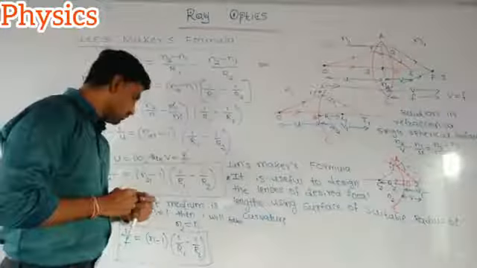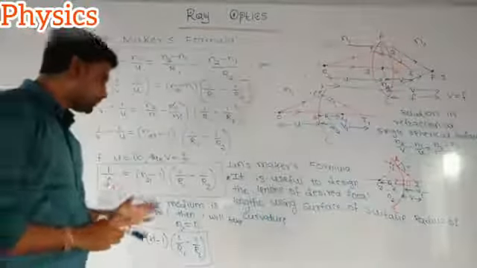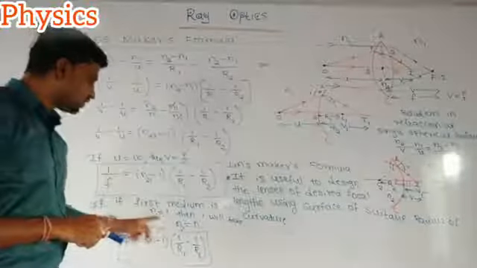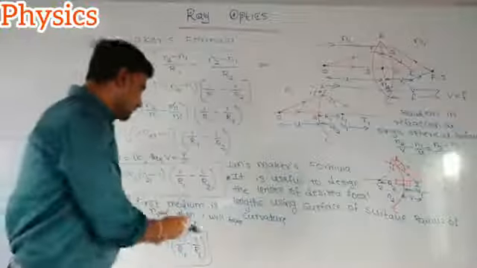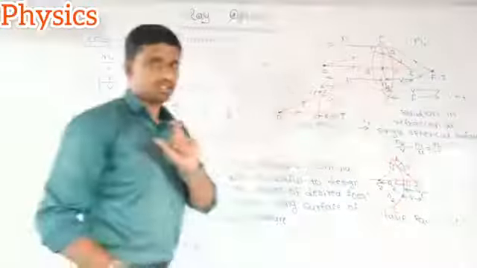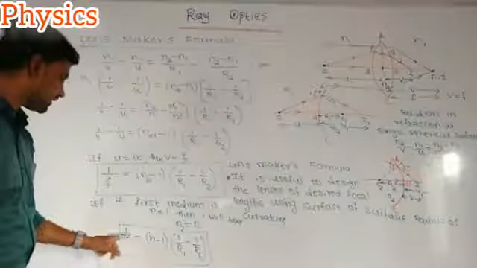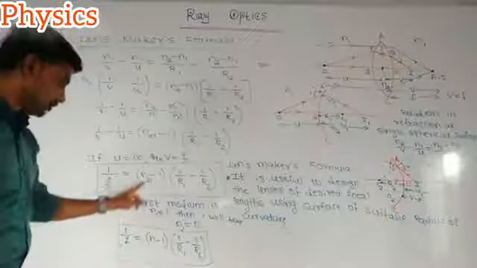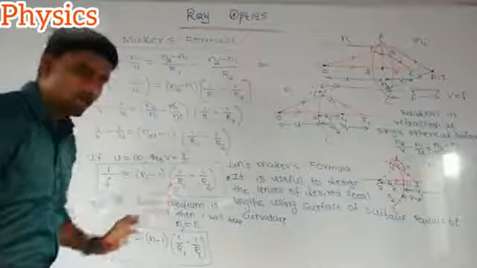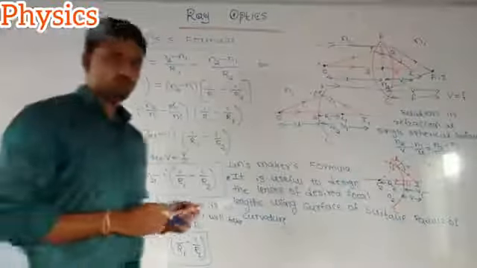That condition is, if the first medium is air, then its refractive index I am taking as N1 is equal to 1, and the refractive index of the second medium I am taking as N. Then this equation I can write as 1 by F is equal to N minus 1, into 1 by R1 minus 1 by R2.